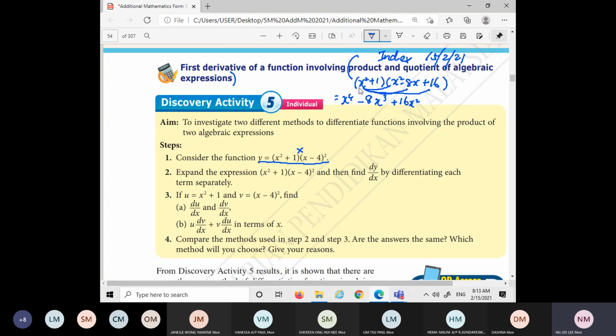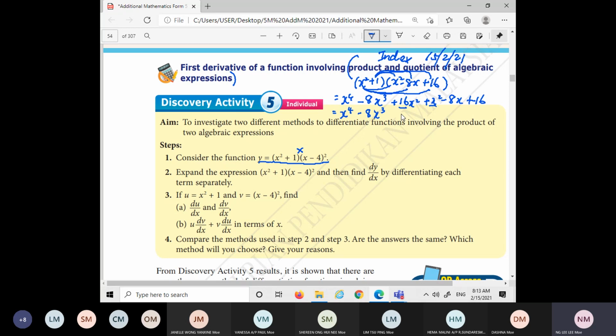So I have settled the first bracket's first term. Now I settle the second term. Same thing: second term to the first term, x squared. Second term to the second term, minus 8x. Second term to the last term, plus 16. Now group the like terms and arrange them. I start with the highest power, x to power 4. After that, x to power 3, there's only one term. After that, x to power 2.